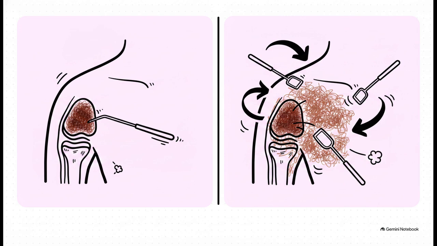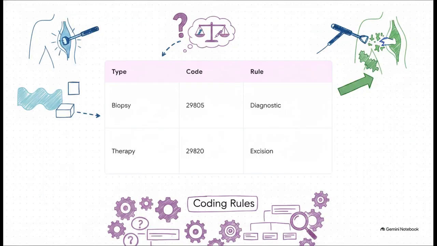If the operative report just says something vague like synovium was shaved without detailing a total joint sweep, you absolutely must default to the partial code. Now, here is another massive trap for coders: confusing a simple biopsy with a true therapeutic synovectomy. You have to verify the surgeon's intent here.